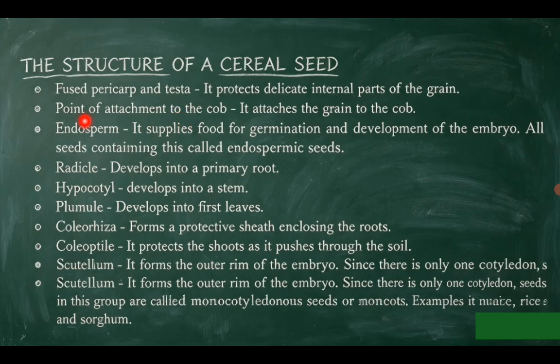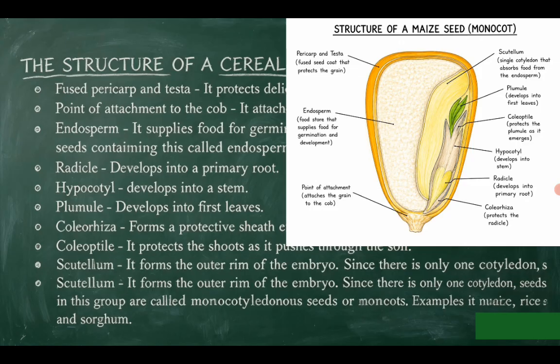And then there is a point of attachment to the cob, which attaches the grain to the cob, in this case, in terms of maize. And then it has an endosperm, which supplies food for germination and the development of the embryo. So all seeds containing this are called endospermic seeds. So a good example is this one here.